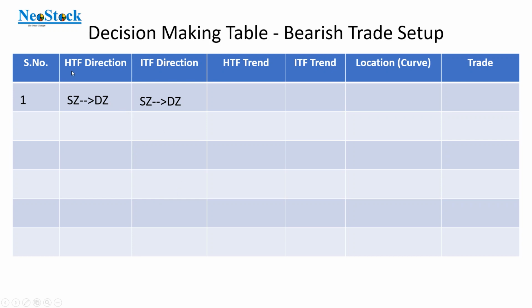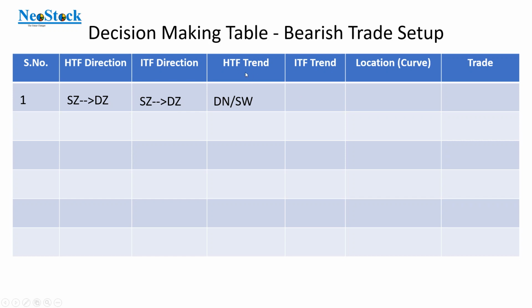But otherwise, your ITF price direction is supply zone to demand zone. That means we are planning our short trades in favor of HTF direction. ITF also should always be supply zone to demand zone. Suppose if ITF direction is demand zone to supply zone, you cannot plan the short trades. ITF direction should always be ITF supply zone to ITF demand zone.